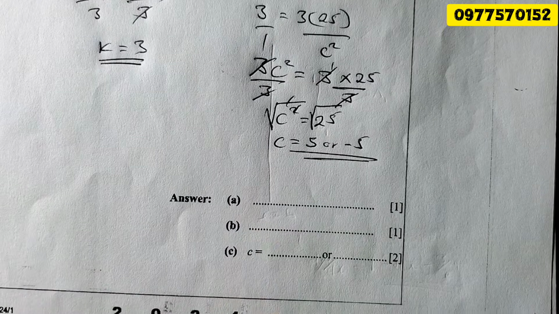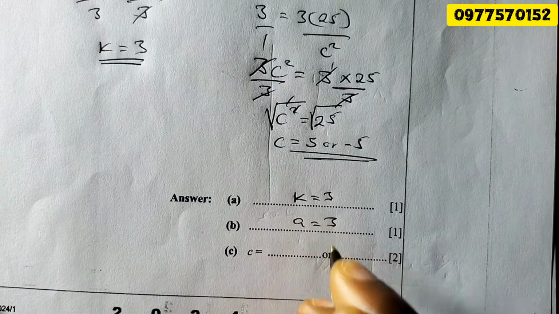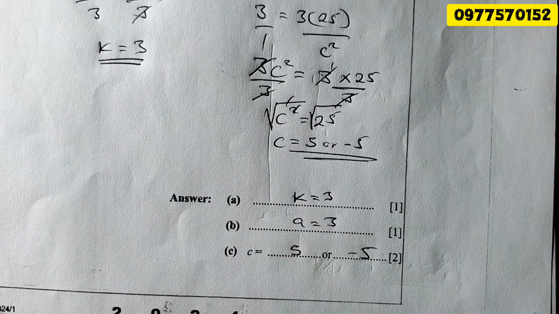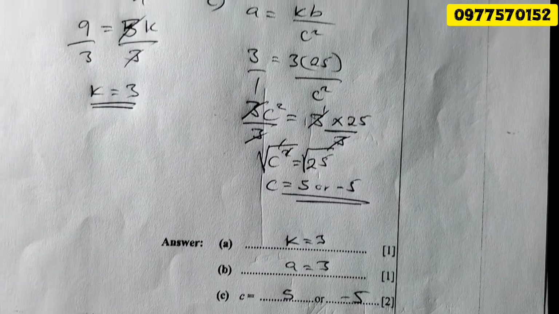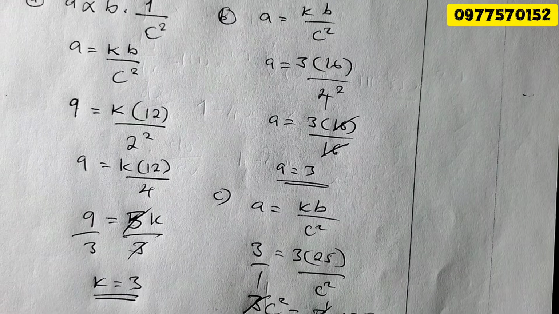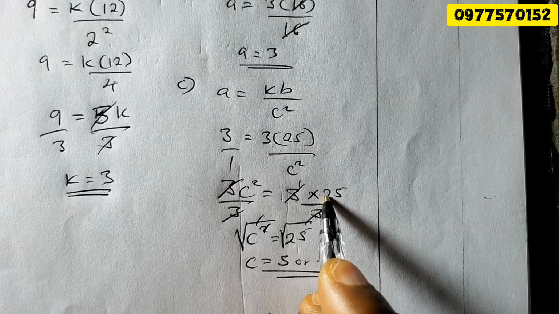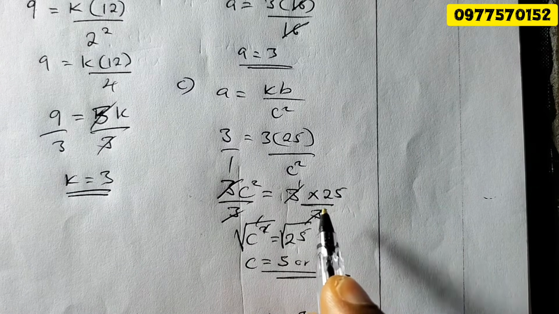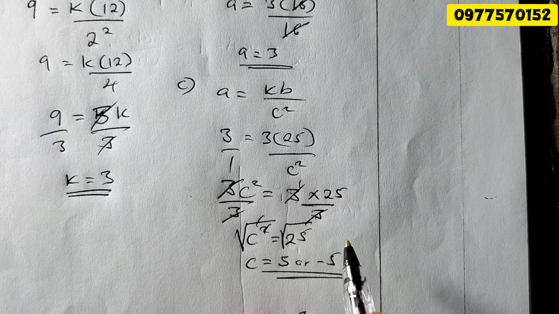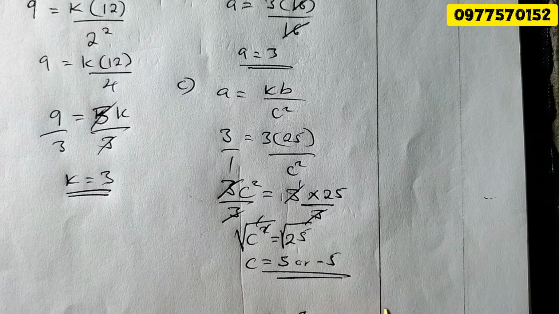Okay, so you can write our answers here. K is 3. The value of A is also 3. Then C is 5 or negative 5. Simple. Are we together? This is very simple. Now check here. I haven't multiplied 3 times 25 to give us 75 because this is paper 1. I'm not using a calculator. I need to make calculations easy.